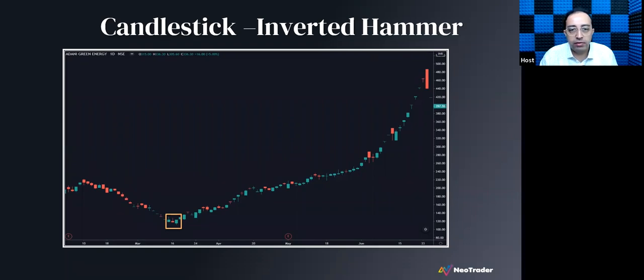The location of the candlesticks is important. All right. We will open up a chart and we will discuss the patterns. Don't worry about it.